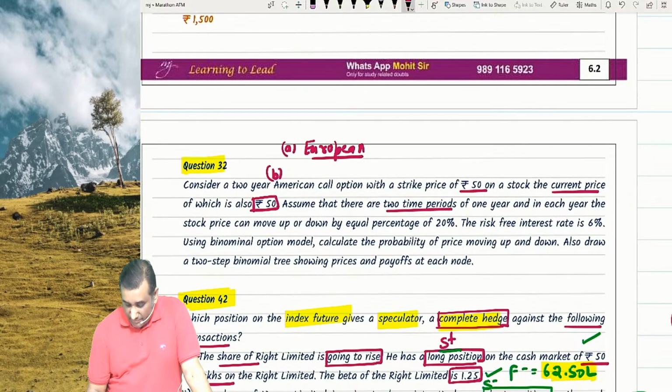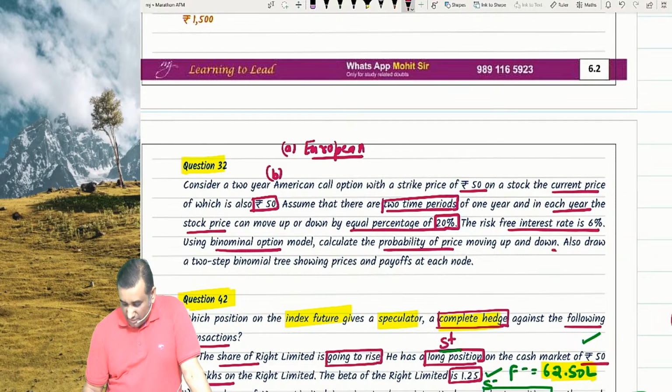Assume that there are 2 time periods of 1 year, and each year stock price can move up or down by equal percentage. The risk-free interest rate is 6%. Using binomial option, calculate the probability of price moving up and down. Also draw the two-step binomial tree.